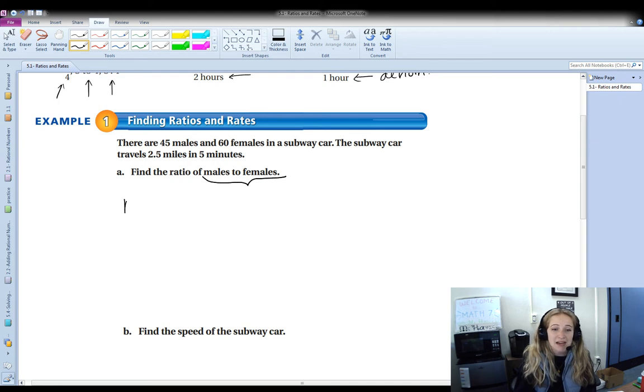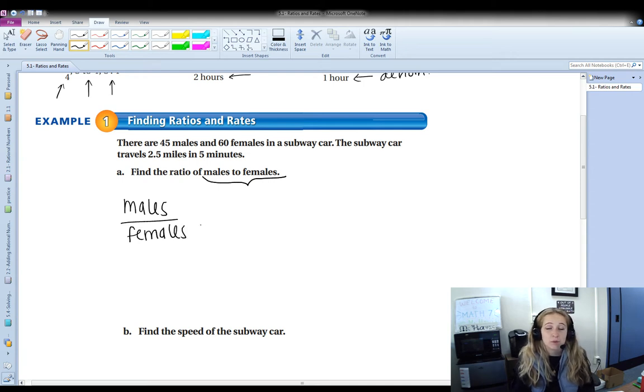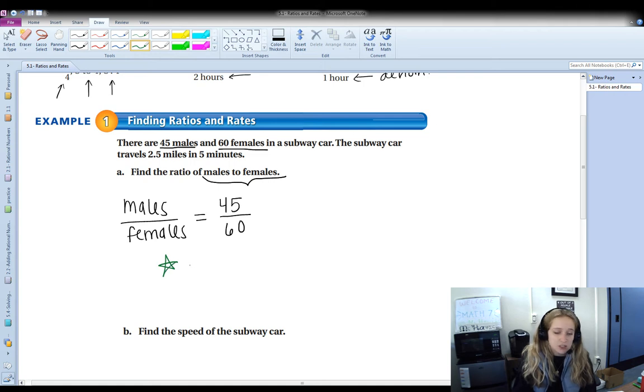So I'm going to set this up as a fraction, males over females. This is the first way that I can represent a ratio, by a fraction. I'm going to write down how many males there are, which is 45, in the top. Then in the denominator, I'm going to write down how many females there are, which is 60. Now here comes the important part. When you have a ratio as a fraction, you must reduce. So write that down. You must reduce. We don't just stop here. We need to figure out what we can reduce this by.